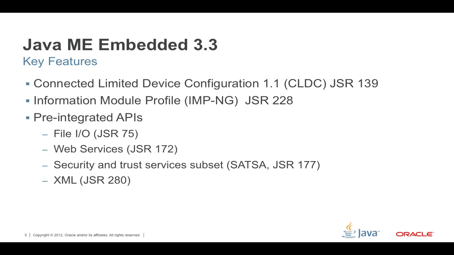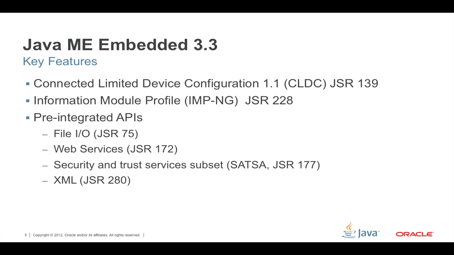On top of that, we then have a profile. And when Java ME was first created, there was the idea of configurations and profiles. Configurations were tailored to a broad range of devices which had a particular range of memory, and then the profiles were tailored to specific types of devices in terms of their capabilities. For embedded devices, we use the information module profile next generation.